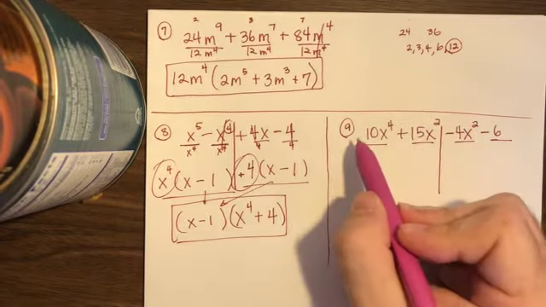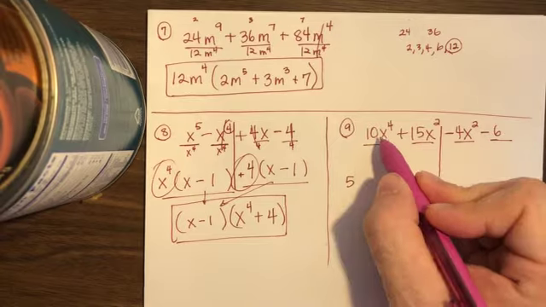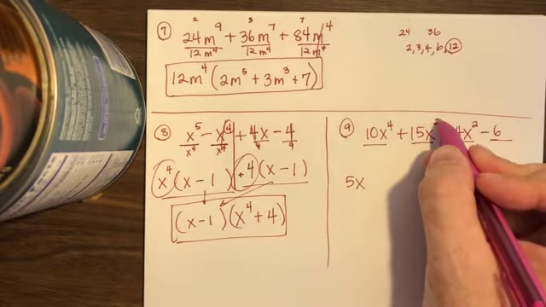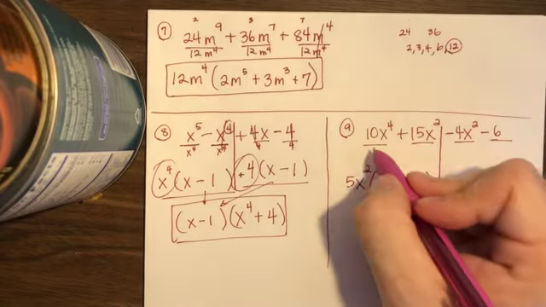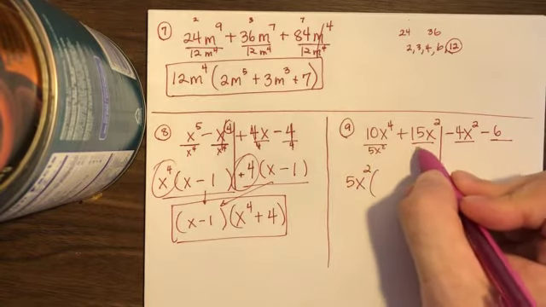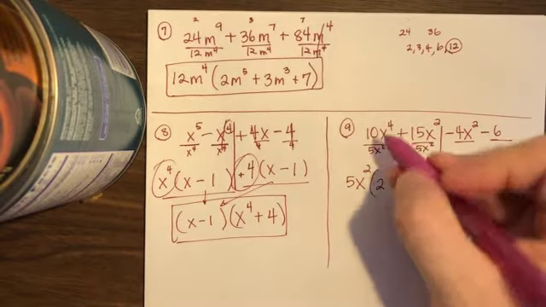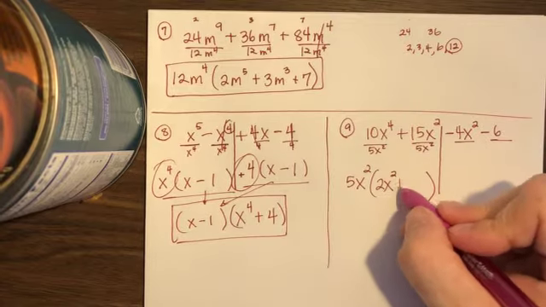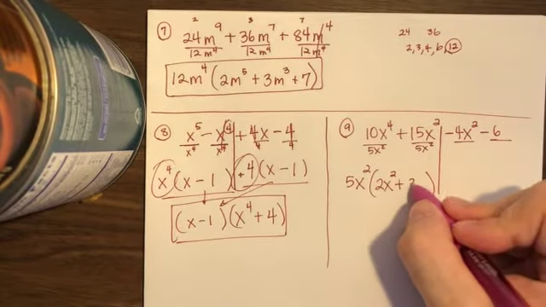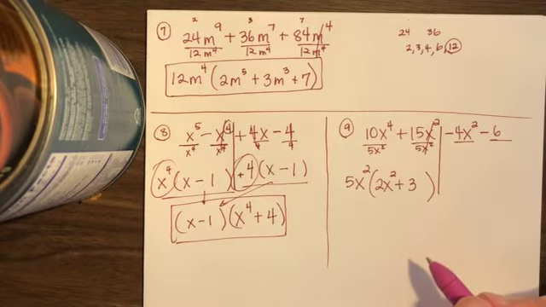On the left side, we have 10 and 15. Hey, they have a common number. That's 5. X squared and x to the 4th. Hey, they both have x. The smaller number is 2. So there's your GCF for the left side. And I'm going to divide each one by 5x squared. 10 divided by 5 is 2. 4 minus 2 is 2. Plus 15 divided by 5 is 3. X squareds cancel. Done with the left.